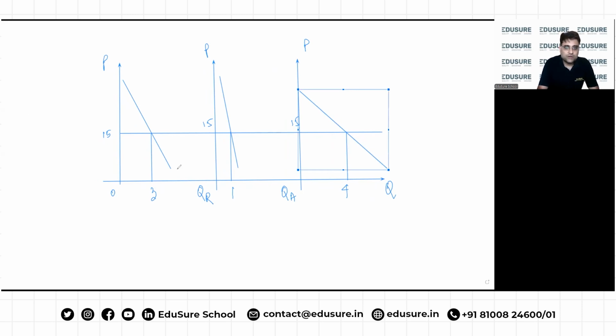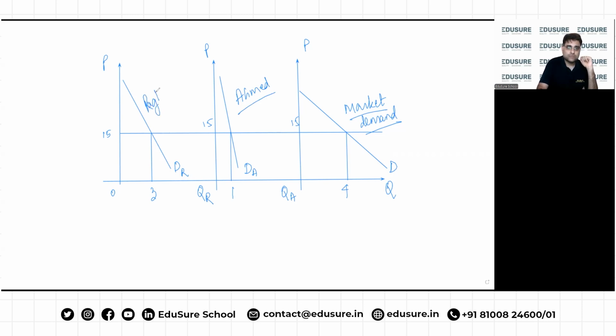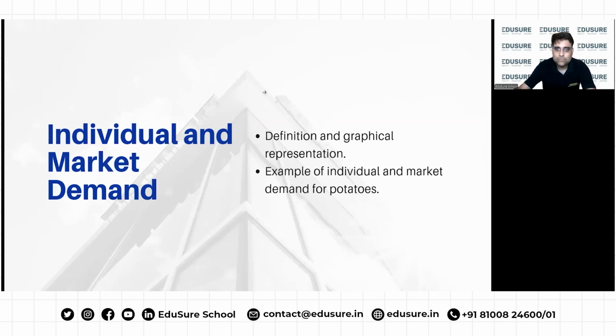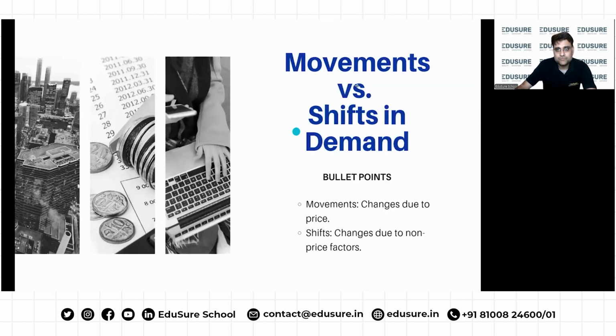So this is the demand curve of Raghu, this is the demand curve of Ahmed, this is the market demand curve. So the market demand curve is nothing but the horizontal summation of individual demand curves. So this is Ahmed's demand curve, this is Raghu's demand curve. So that's what it is.